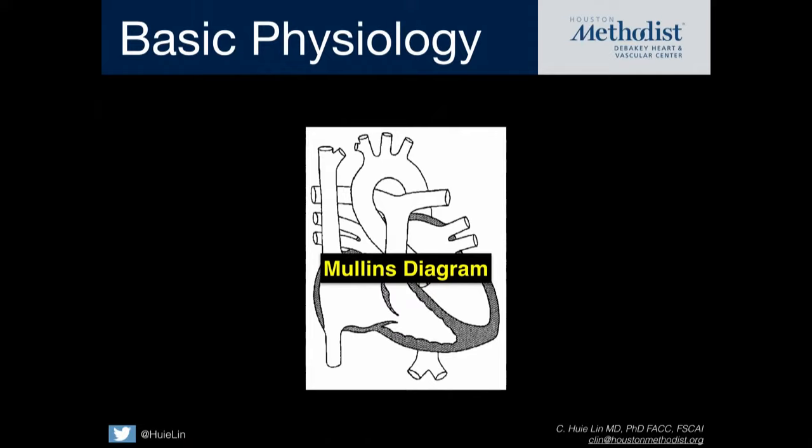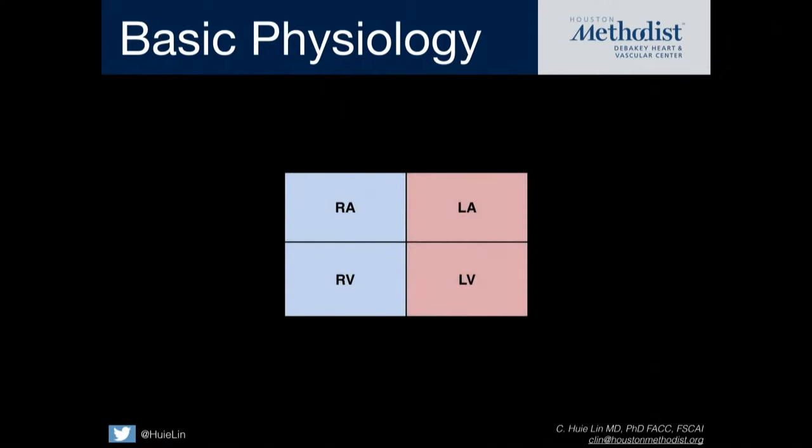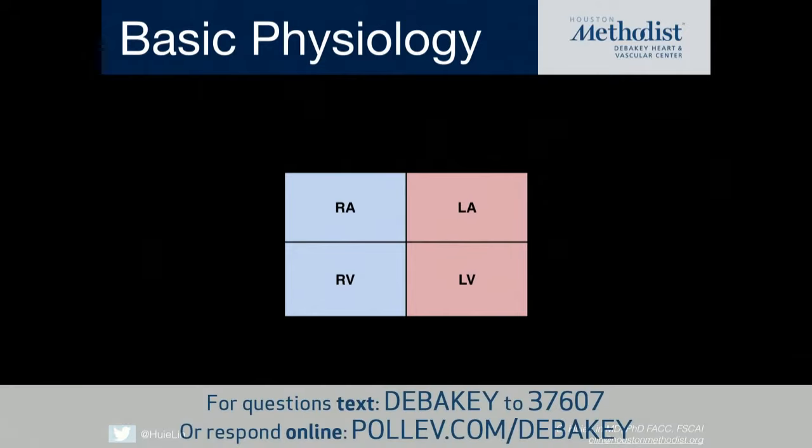So this is a very common communication tool called the Mullins diagram, and you'll see this used in our surgical conferences for the ACHD program. The other way we like to communicate is using this box diagram. To think about the basic physiology, this is typically what I use to communicate with patients as well as with learners as we're talking about different diseases.